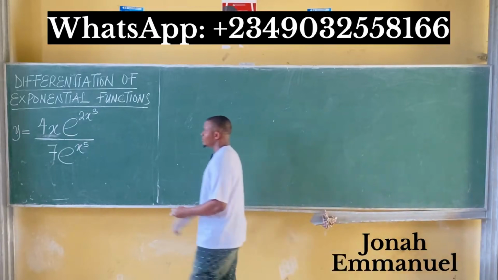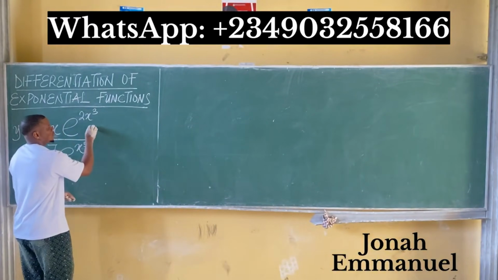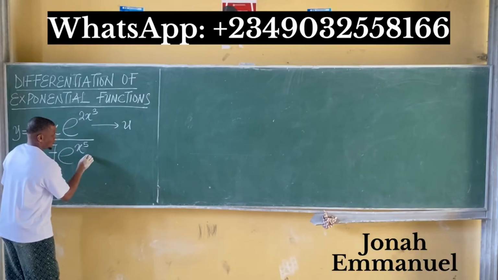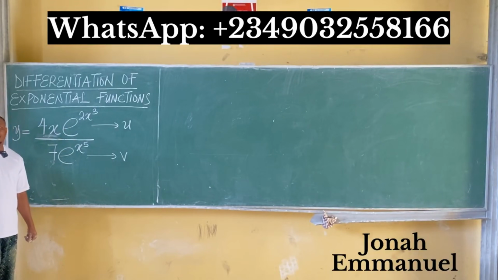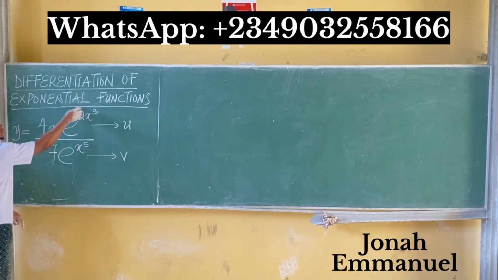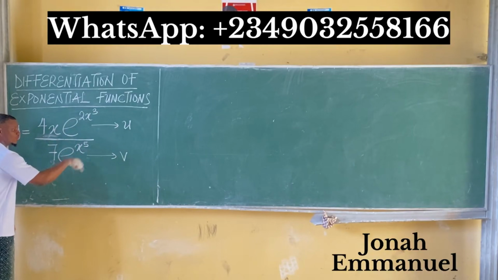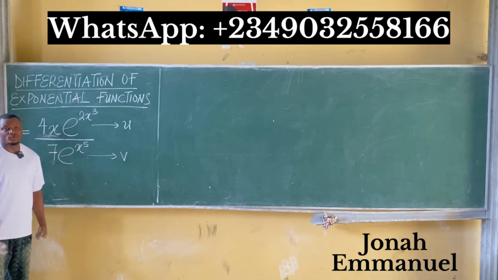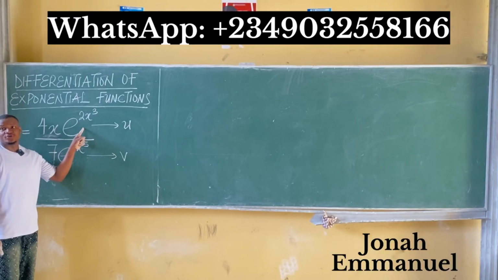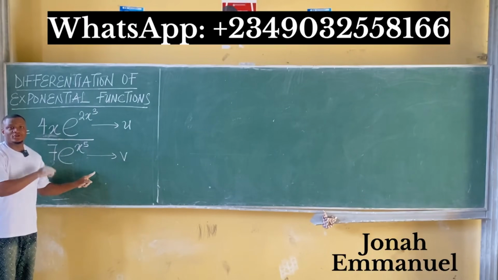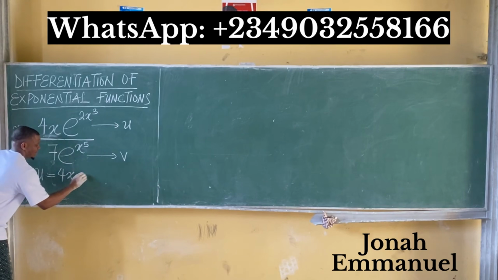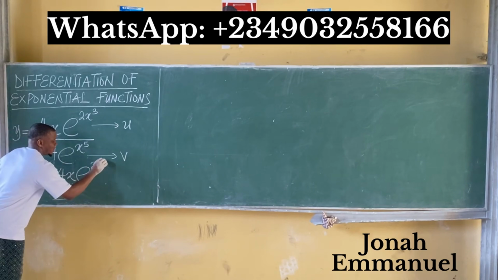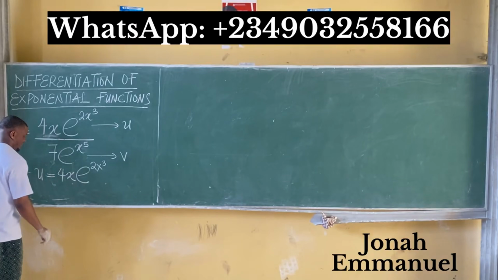All right, let's get this done. We'll call this u. We'll call this v. So I'm using quotient rule here because primarily this whole term is dividing this whole term. So it's a quotient rule. Upper term, numerator, is u; lower term, denominator, is v. So I'll say let u be equal to 4x exponential 2x cubed. Let's get du/dx.